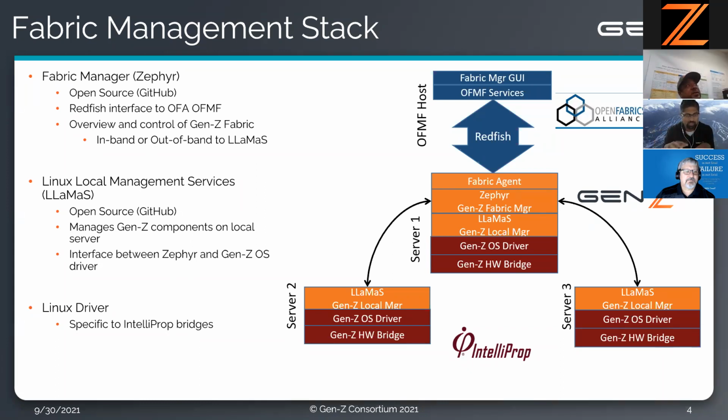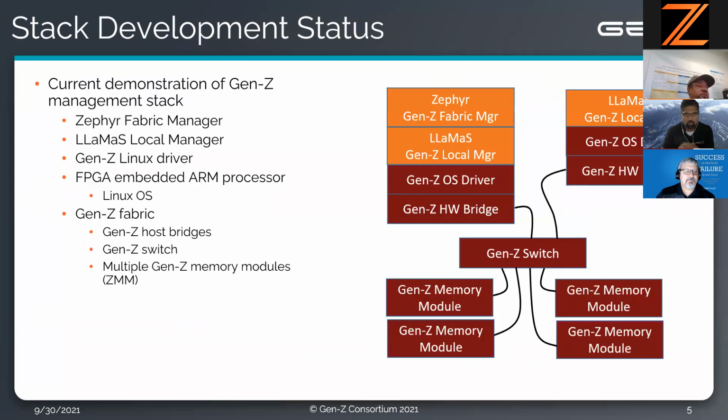So Gen-Z as a specification does allow for distributed fabric managers, but what we're depicting here is a single node fabric manager, and each host node runs its own local management service, which is codenamed Llamas. Llamas then communicates with the bridge hardware using Linux drivers, and those Linux drivers are hardware vendor specific. For this particular topology, we're using IntelliProp bridges, switches, and endpoint hardware. We have created an entire Linux subsystem for Gen-Z, which is available on GitHub for review.